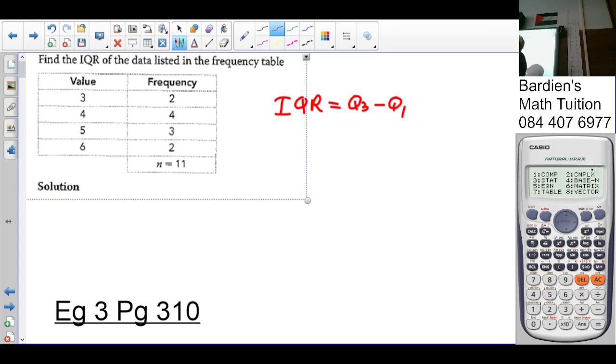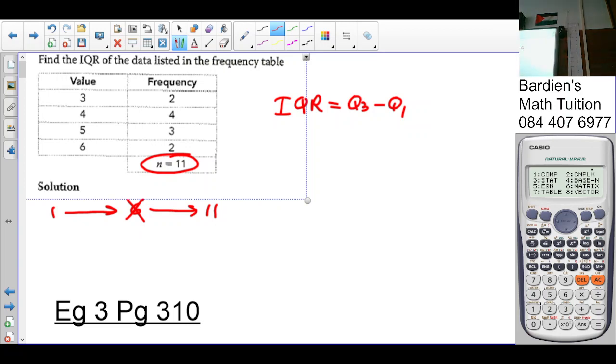Now, how many values are there? There are 11 entries. So what is 11 divided by 2? 5.5. So what is the middle number? The sixth number, not so? So there are numbers 1 to 6 and then to 11. So the 6th number is going to be cancelled out.